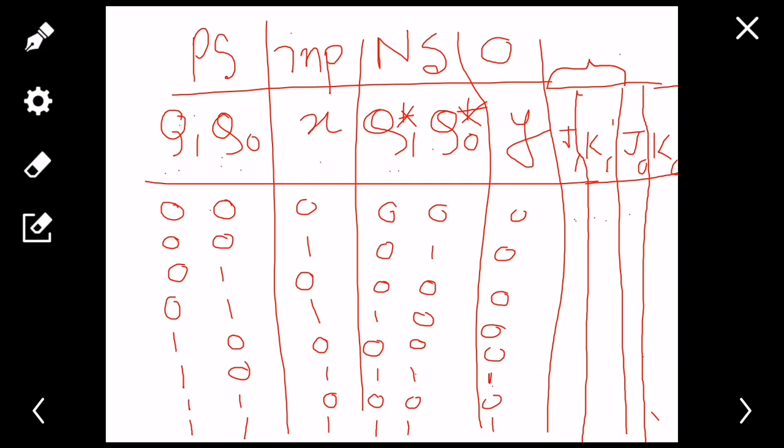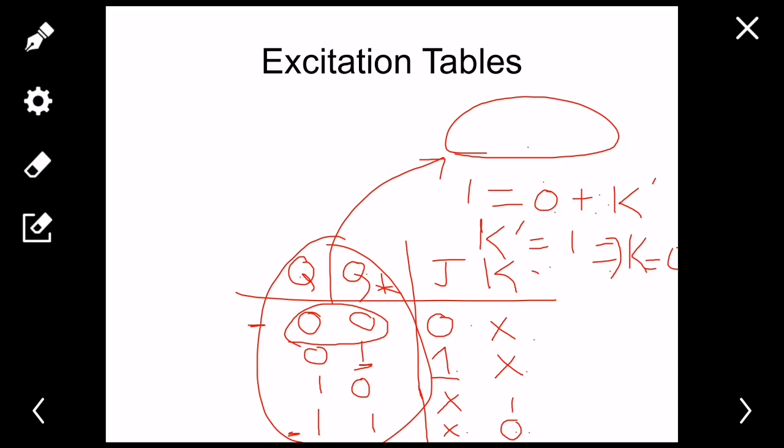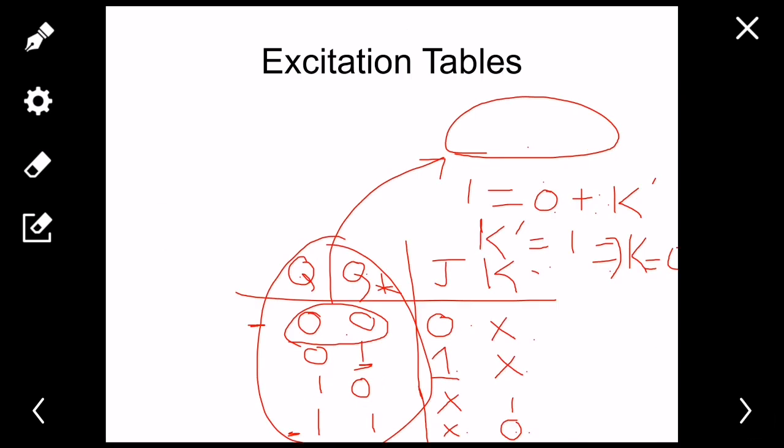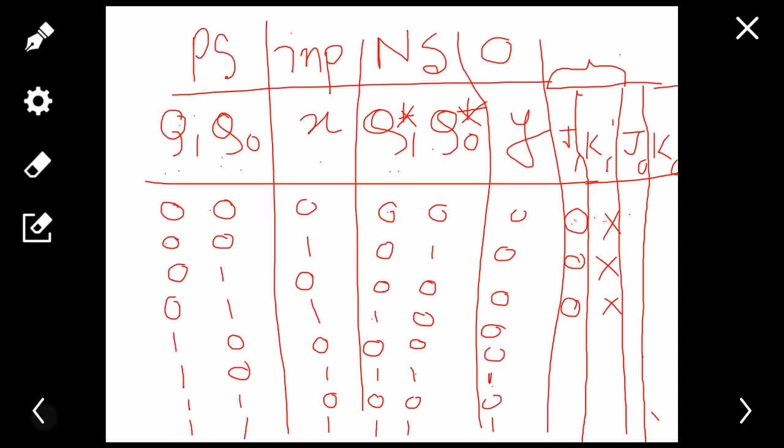So 0 0, so what should be J1 and K1? Let's go. So 0 0 gives you the value of J to be 0 and K is don't care. So again 0 0, so it is again 0 don't care. Again 0 0, that's good, 0 don't care. Now 0 1, it's 1 don't care.